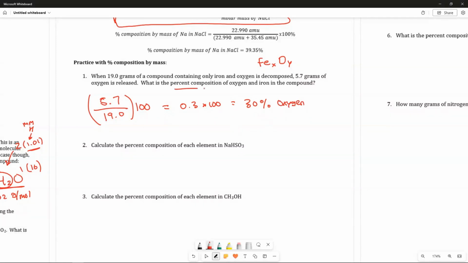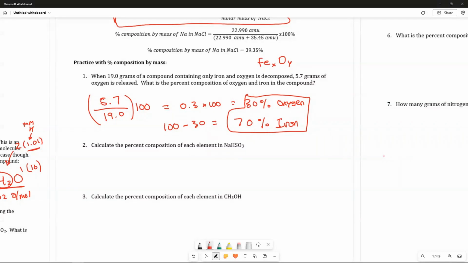And now it wants percent composition of both oxygen and iron. So let's think about this for a bit. If percent is based off 100 and 30% is oxygen, then logically what we have to do to calculate iron is 100% minus 30, which gives us 70% iron in the compound. And therefore, this is your final answer.